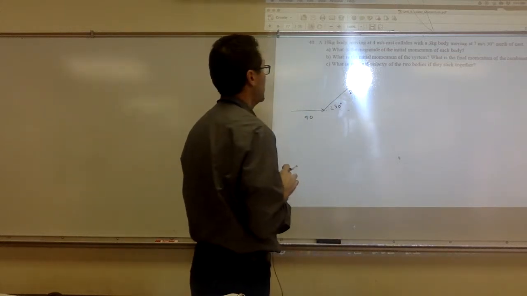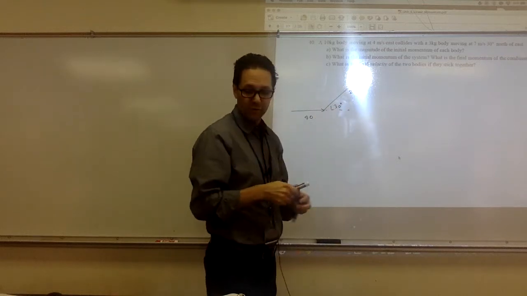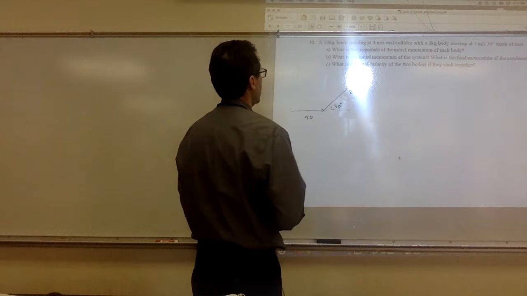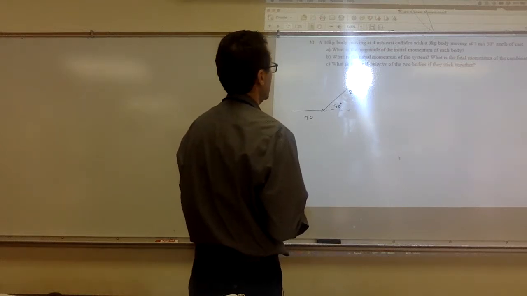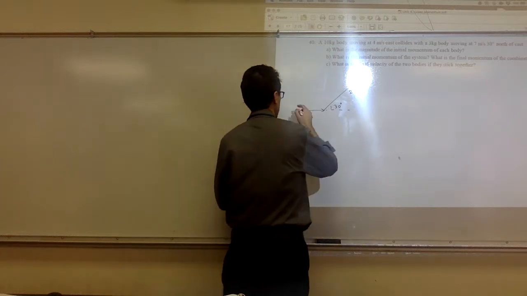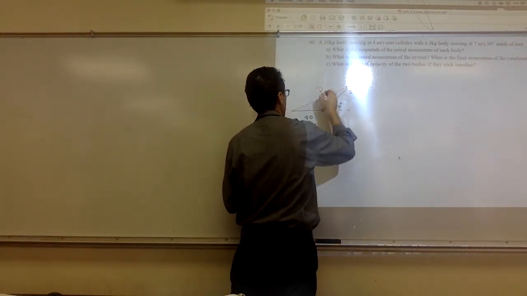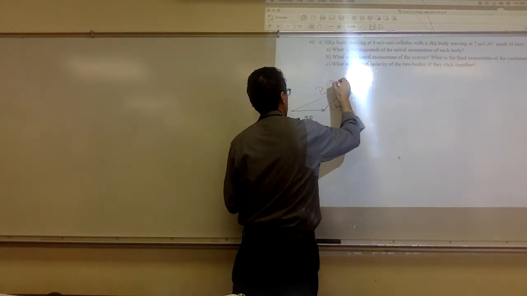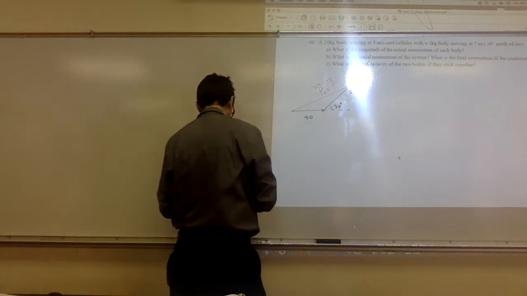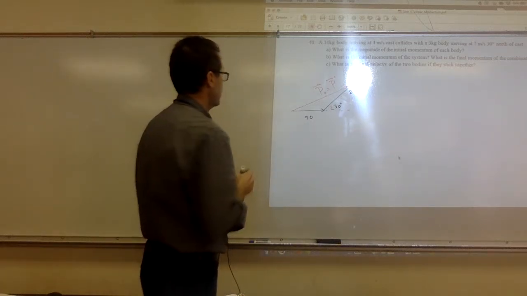Okay, what's the magnitude of the initial momentum of each body? I think we just calculated this. So it's 40 and 21. Yep. Okay. What is the initial momentum of the system? So basically we have to find this red arrow here. And that's the initial momentum, which is also the final momentum, because momentum has to be conserved in magnitude and in direction.